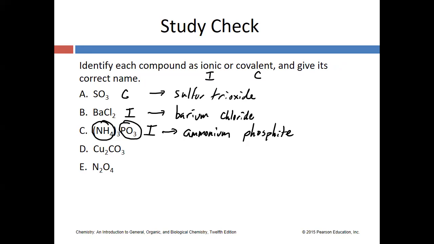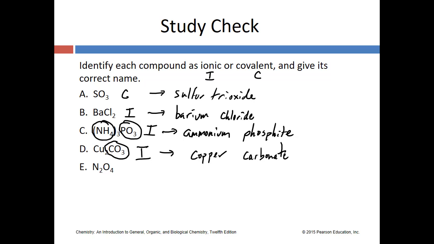All right, letter D. Ionic or covalent? We've got copper, Cu, which is a metal. So we're talking about an ionic compound here. Cu is copper. CO3, we need to recognize as a cluster. And if I look on the sheet here, CO3 is carbonate. So copper carbonate is almost the correct answer.